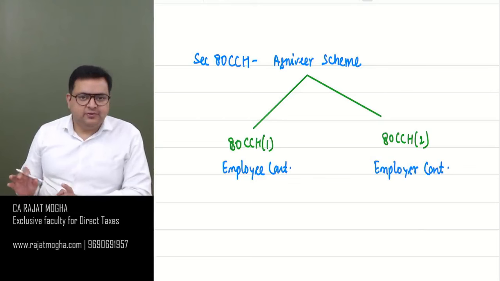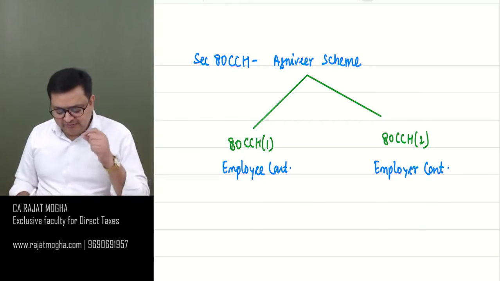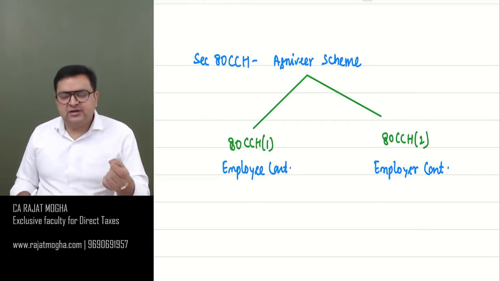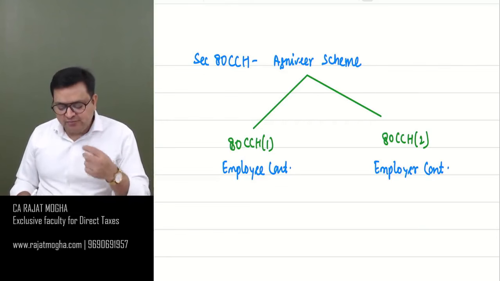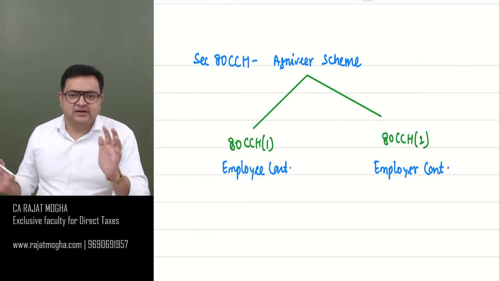And there is no limit to it. Whatever the, see, these are soldiers, so there is no limit to it. So 80CCH1, whatever the employee is contributing, you will get the deduction. 80CCH2, whatever the employer is contributing, you will get the deduction. There is no such limit.